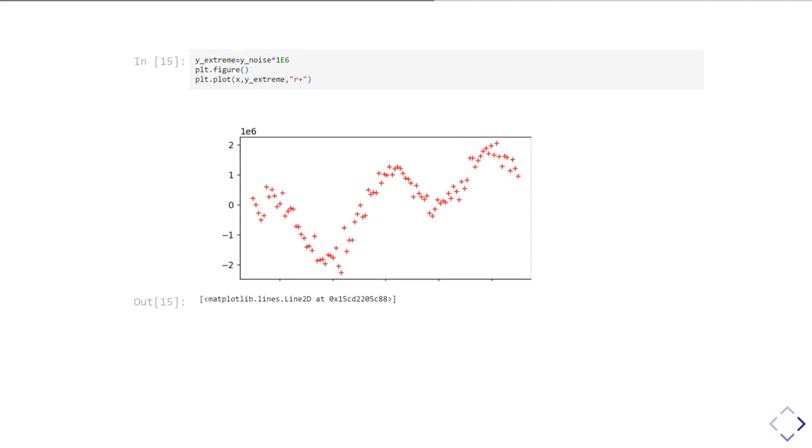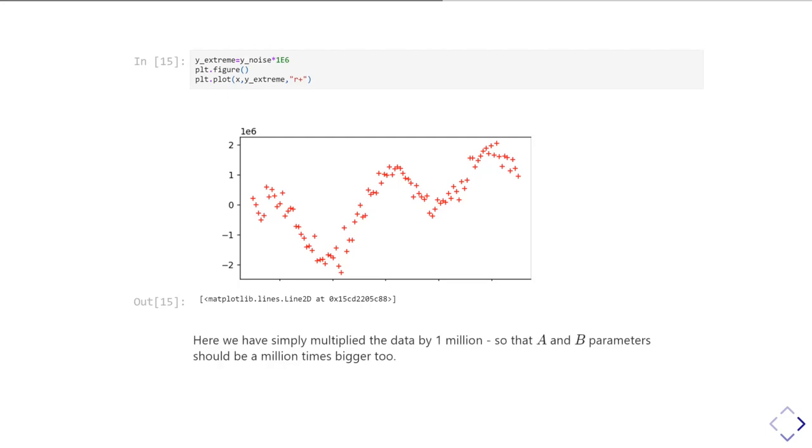So here's an example of where this goes wrong. We've taken the same data as before, but we've just multiplied it by a million. So now rather than being one, two, whatever, those are one, two million big. We therefore expect the A and B parameters to be about a million times bigger too. We've just multiplied everything by a million.